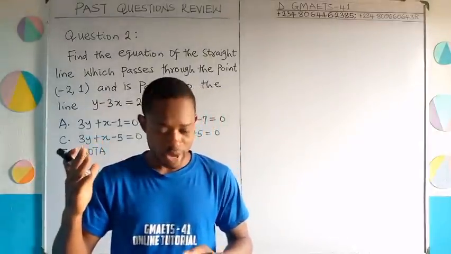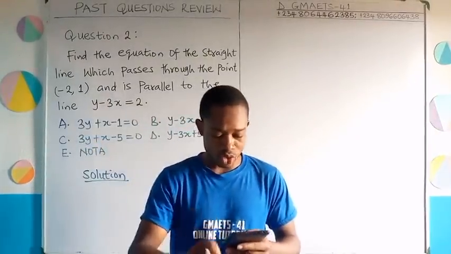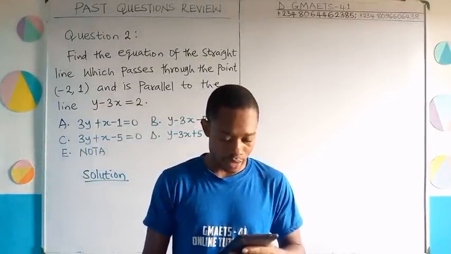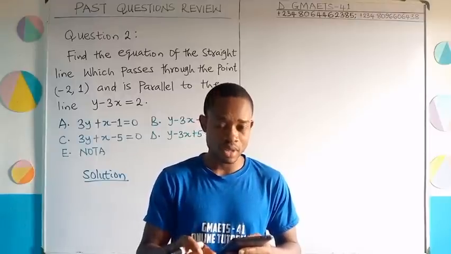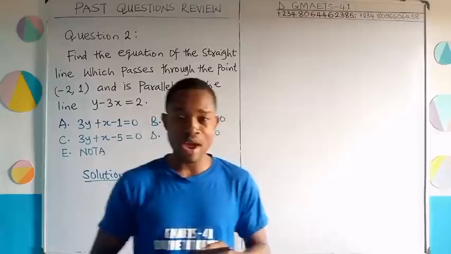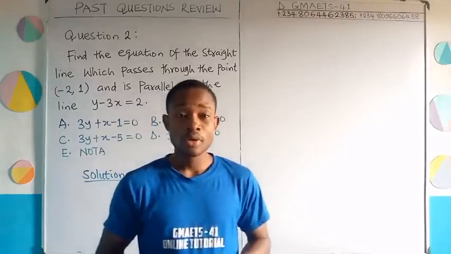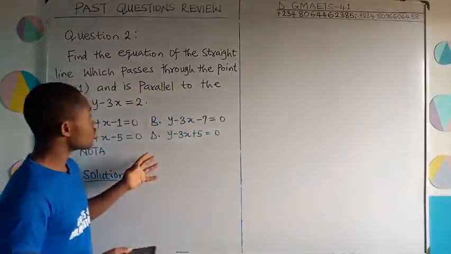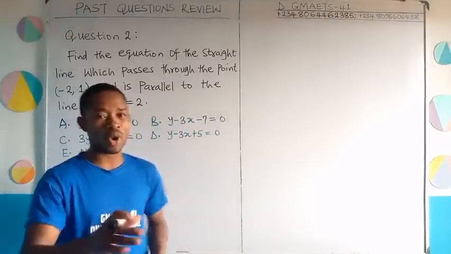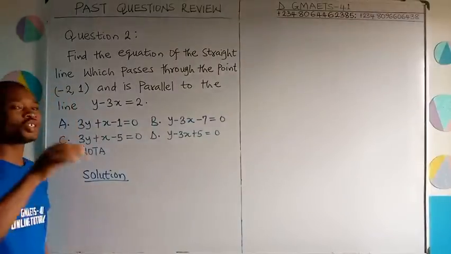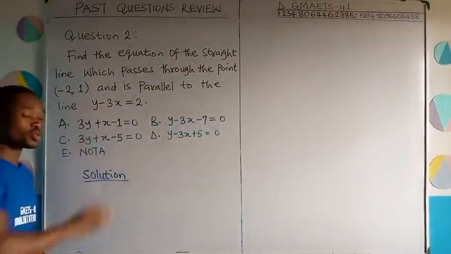And the next question reads, find the equation of the straight line which passes through the point minus 2, 1 and is parallel to the line y minus 3x equal to 2. We've got the options on the board as usual. This problem is extracted from coordinate geometry and we are required to find the equation of the straight line that passes through the point minus 2, 1.